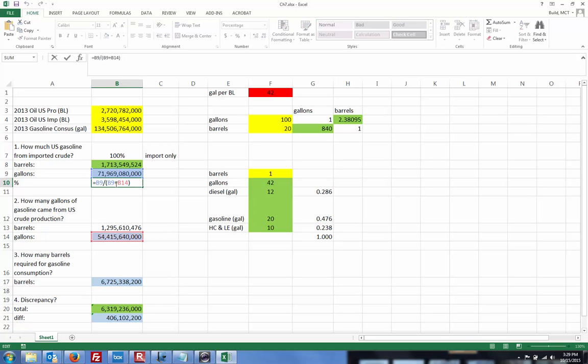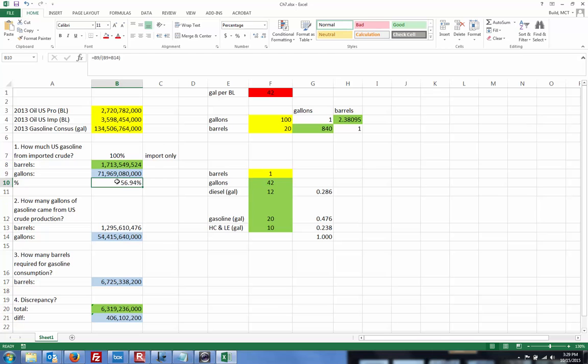Well, in the numerator, we've got the imported number, so B9 is on the top, and then the total is on the bottom. So it's what we imported plus what we made domestically, and there's the 56%. You can see that the imports were greater than the domestic production, so therefore the number's more than half.